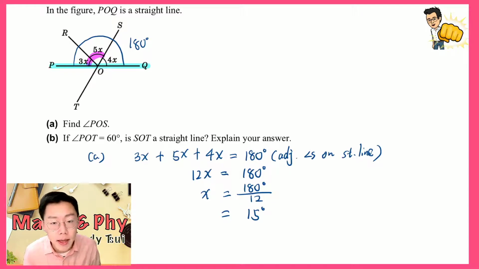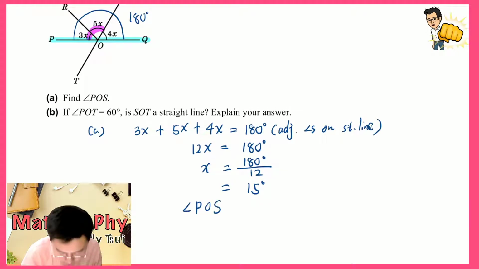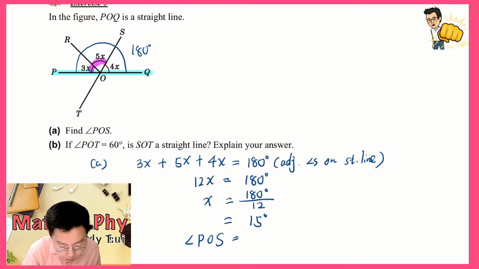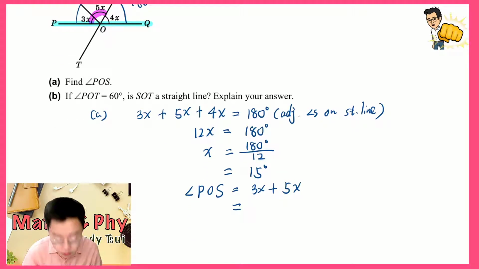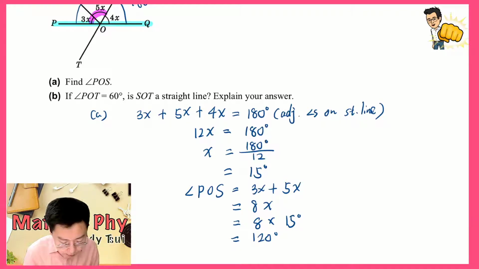Because the question asks us to find the angle POS, and as I mentioned before, POS equals this one, the angle in purple, so it equals 3x plus 5x. 3x plus 5x equals 8x, and we substitute 15 into x, so 8 multiplied by 15 equals 120 degrees. You need to calculate it by yourself. And we finished part A, so let's look at part B.